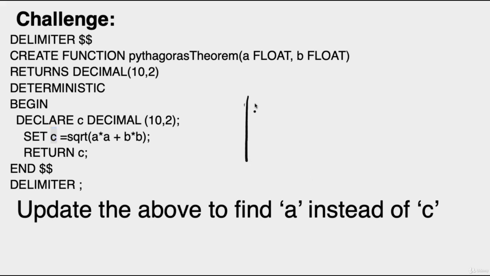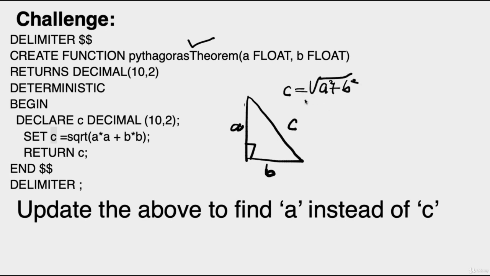If this is a right angle triangle, and this is C, this is A, this is B, we are looking for C in this function. We say C is equals to square root of A square plus B square. To find A this time, that means we have to say C square, move this one to this side, equals to A square plus B square.